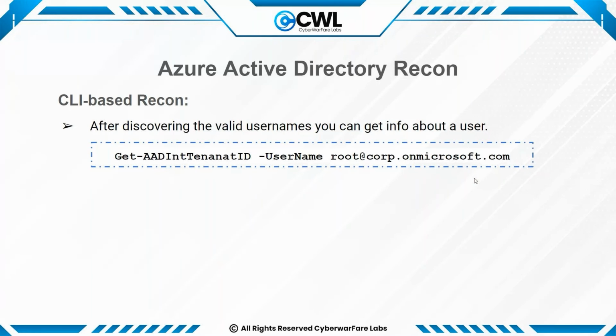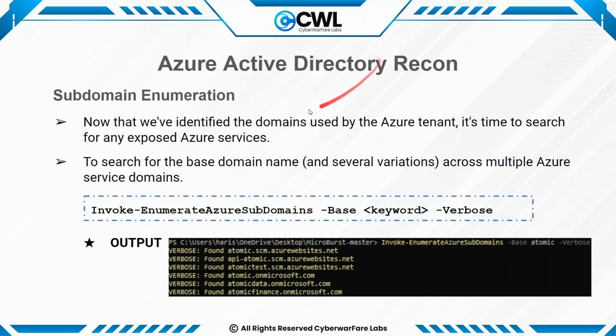So after getting all this information, we can perform the subdomain enumeration. We can use this particular command to enumerate Azure subdomains associated with a specific base keyword, providing detailed output of the process. This particular command is valuable as we are getting the subdomains or services that the particular user is working on.